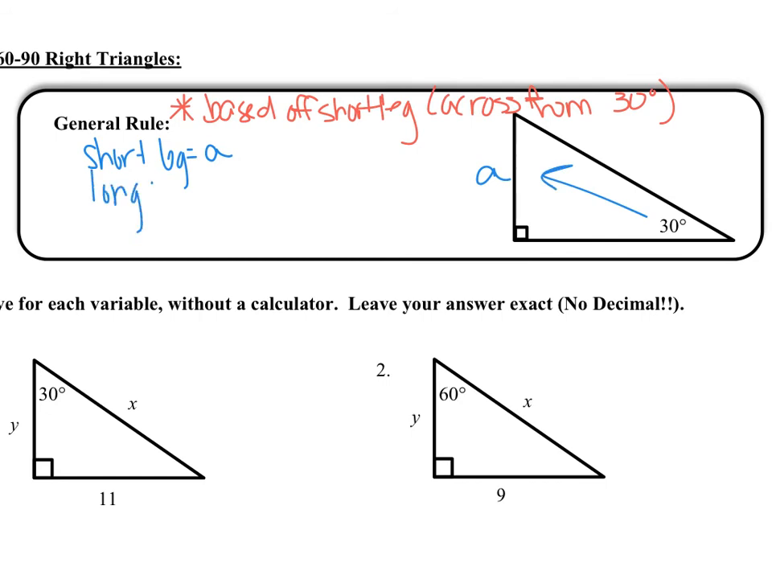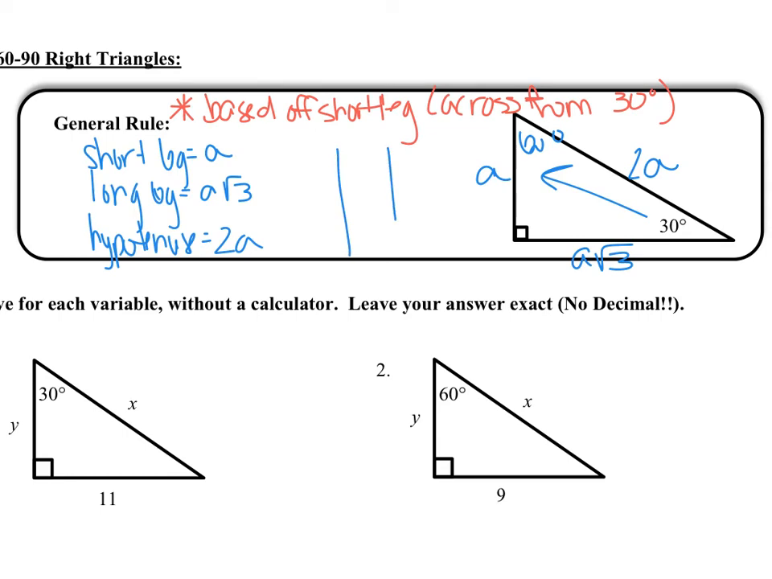The long leg is A root 3, that's across from 60 degrees. And then the hypotenuse is 2A. Okay. So you can't go from the long leg to the hypotenuse, so you always need the short leg. Okay. And then once again, we're going to use an organizational chart. So this is going to be A root 3, and then 2A.